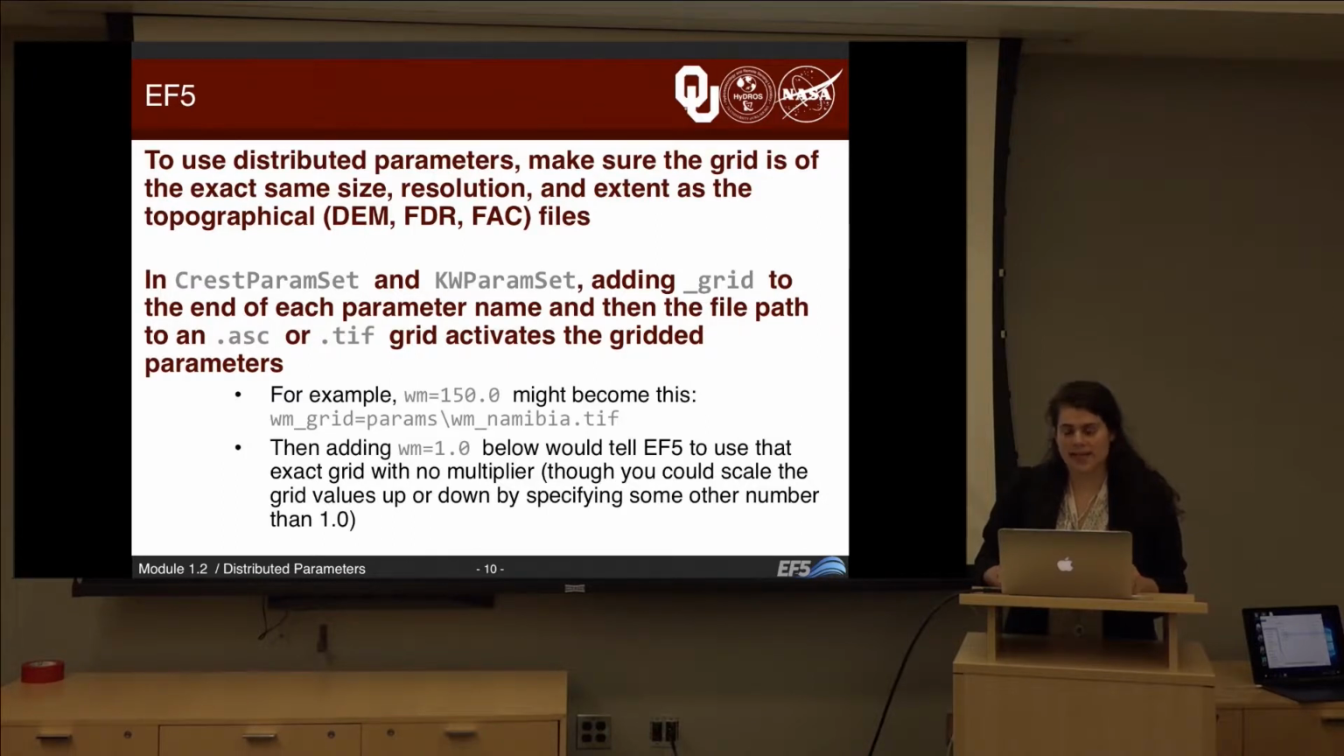And by saying this, it's telling EF5 to use the exact distributed parameter grid that we inputted with no multiplier. We're saying that we trust our distributed parameter grid completely, so EF5 can just use that parameter for WM for your whole river basin, and that would be it. However, if you know that the values are off by a little, you can use this multiplier to change those.